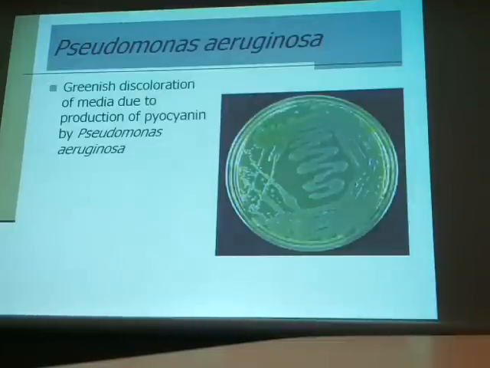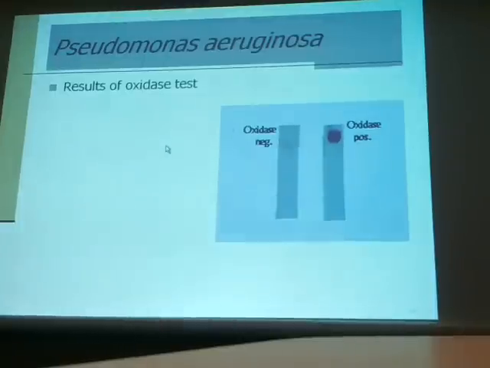the oxidase test. If you remember, the whole Enterobacteriaceae family is negative for oxidase. Pseudomonas is positive for oxidase. Okay, Pseudomonas is positive for the oxidase test. And of course, on nutrient agar you can see the green color of the colony due to pyocyanin, because it produces pyocyanin, and it also has a characteristic fruity odor. Okay, the fruity odor. So the oxidase test is positive.